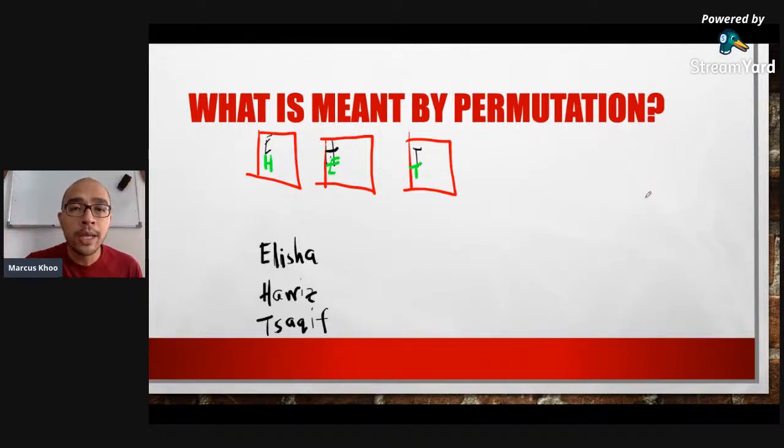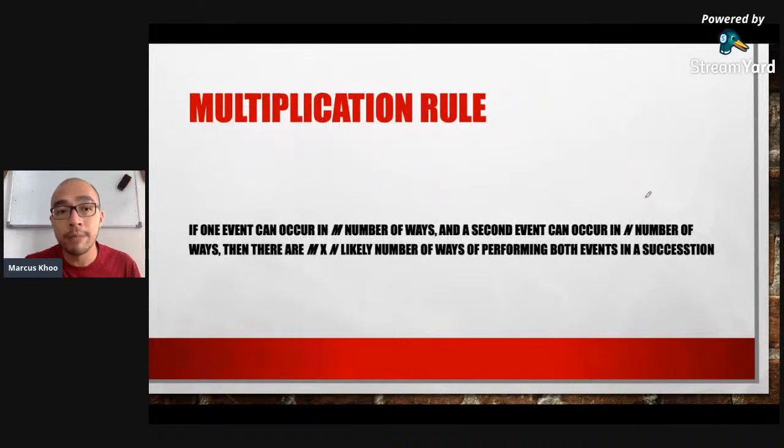Okay, so in order for us to do that, the most basic thing that we need to understand, whether we're doing permutation or the next one, combination, is that both of these live by one very important rule, which is the multiplication rule. Okay, so for example, you have 2 different events. If one event can occur in m number of ways, let's say m is 2 ways.